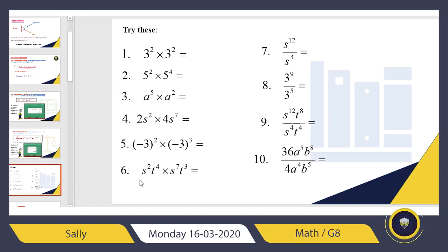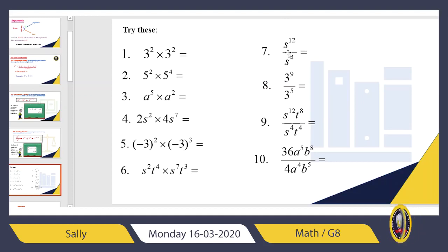Here, number 6. s power 2 t power 4 times s power 7 t power 3. So I collect the powers of the same base. Here, s and s. So I will just add the powers of the s. s power 2 times s power 7 is s power 9. t power 4 times t power 3 is t power 7. So the answer will be s^9 t^7.